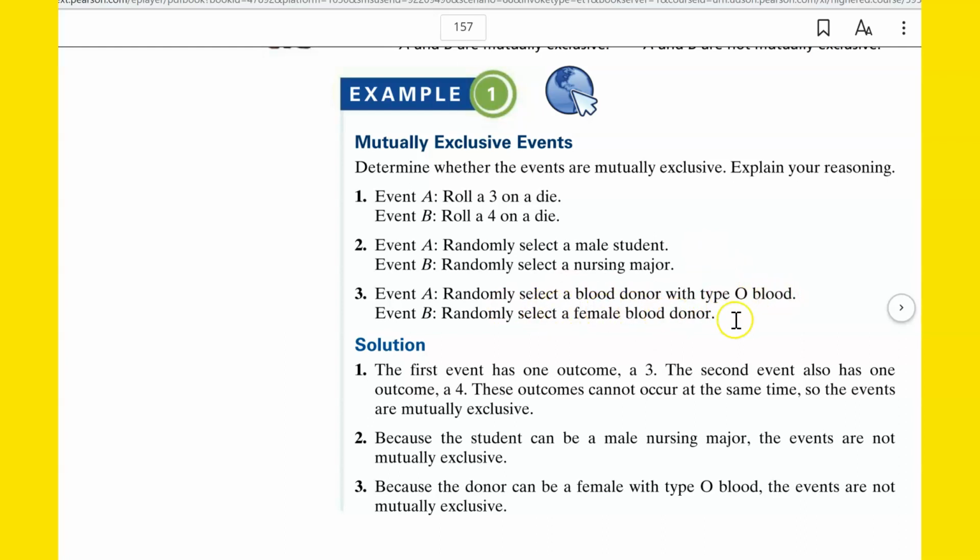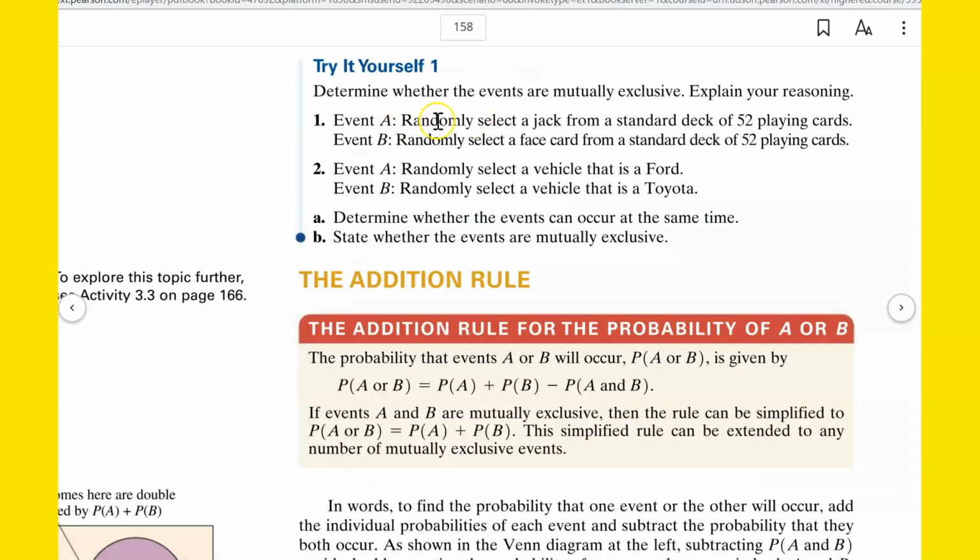All right, number 3, randomly select a blood donor with type O blood. Randomly select a female blood donor. Again, the question is, can you be both? Can you be both type O and female? Yes, there are females with type O blood. So this is not mutually exclusive. It is overlapping.